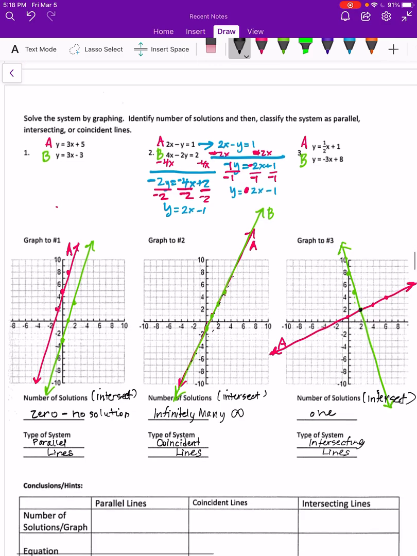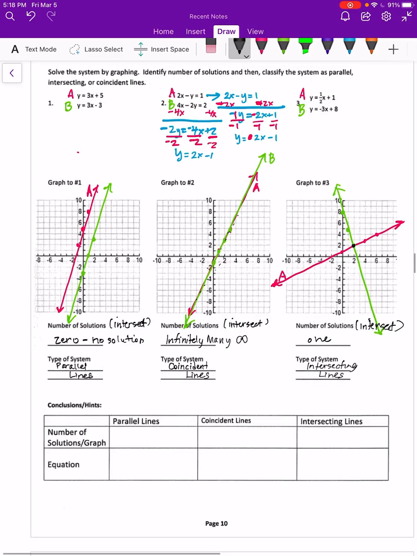Now, we're going to go down and we're going to kind of put together some conclusions or some hints. Parallel lines will always have 0 solutions. They'll have none. Coincident lines will always have infinitely many solutions, or you could do the infinity sign. Intersecting lines will always have 1 solution.